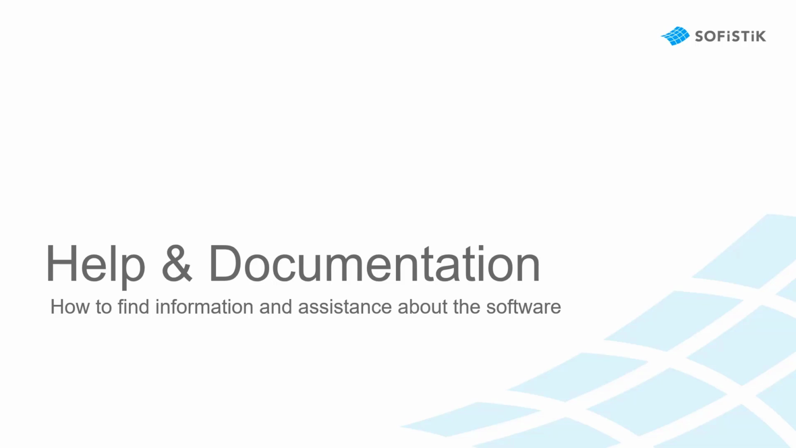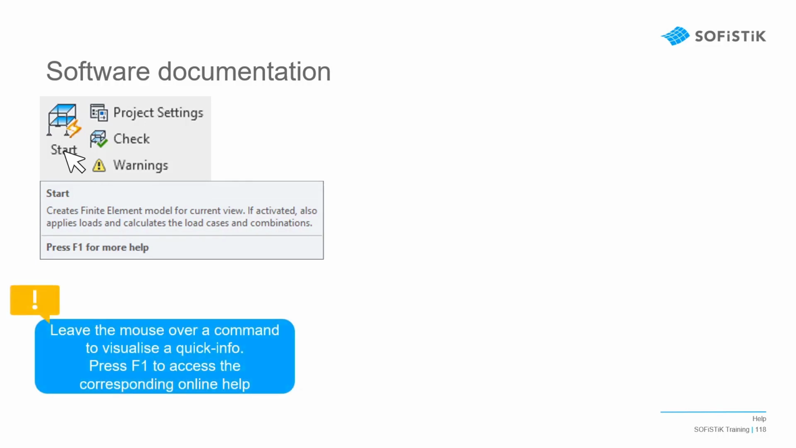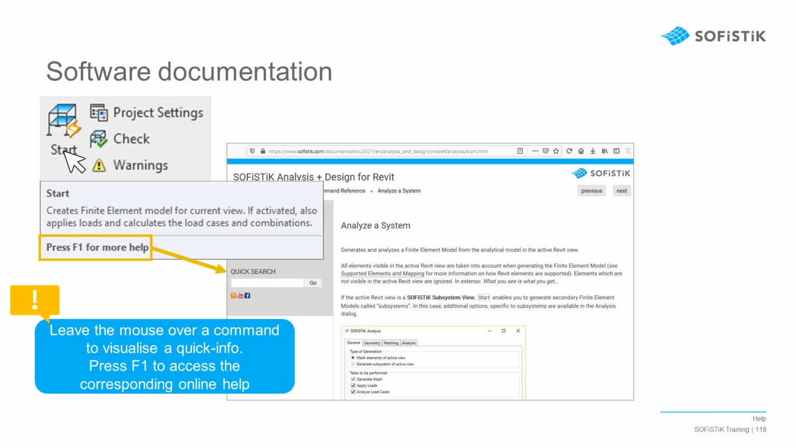Now that we have learned how to work with the software, it is also important to know where to find more information and how to proceed if you face any problem or unanswered question. You can access the program's documentation directly from Revit, like with any other Revit function. Leave the mouse cursor over the command's icon to display the quick info with a summary of the function. Then press the F1 key to open the full documentation page online.